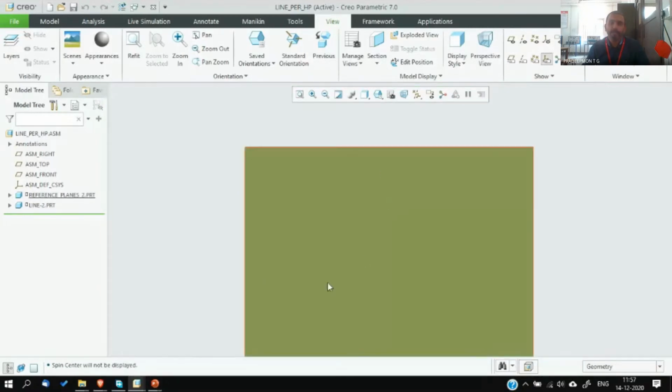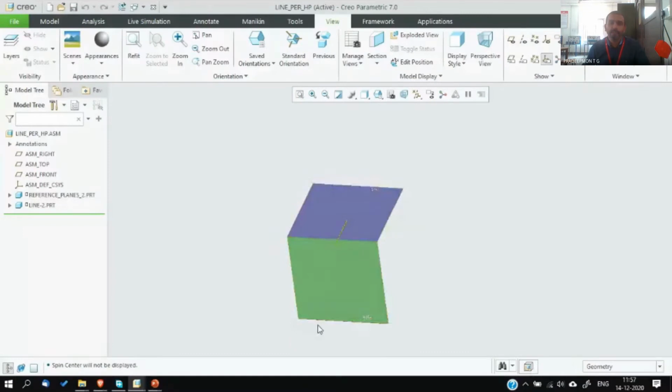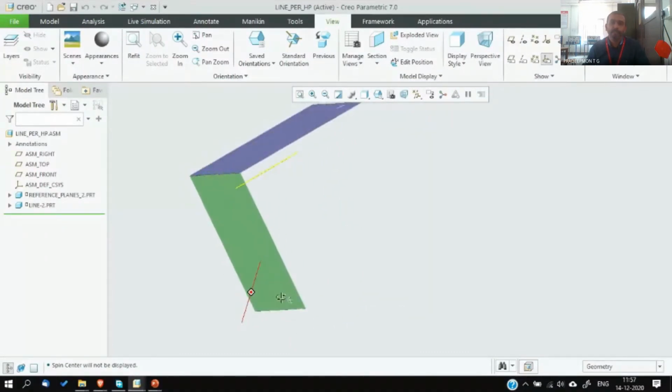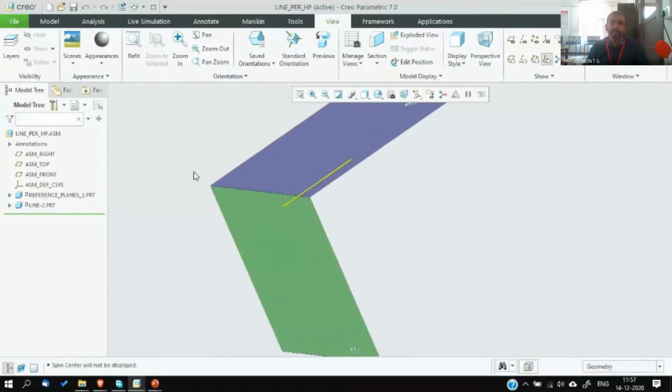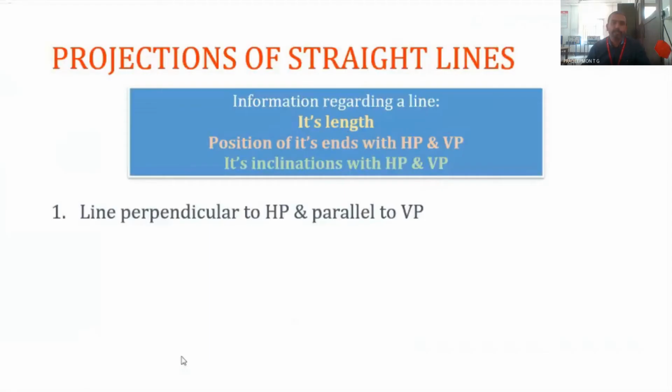It is being drawn. This is the 3-dimensional representation of the object, which is drawn in Creo students version. So this is how this particular line will look like in 3-dimensional plane. Now let's move back to our presentation. So the line perpendicular to HP and parallel to VP.